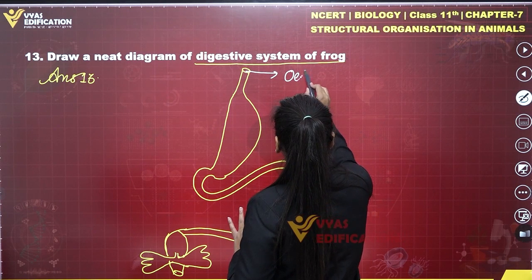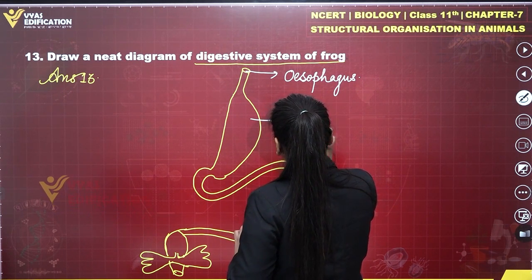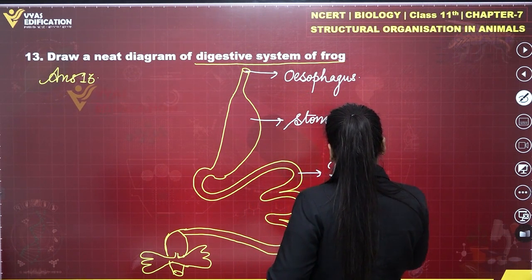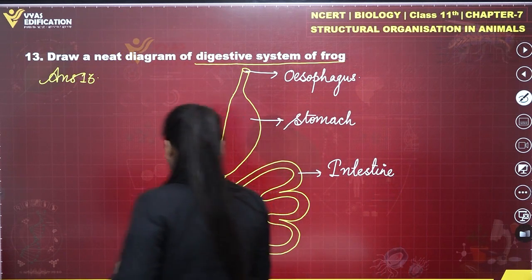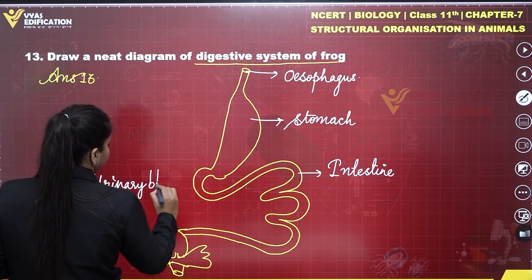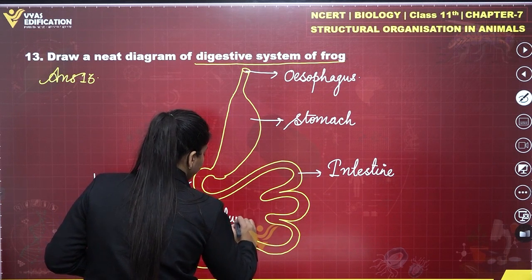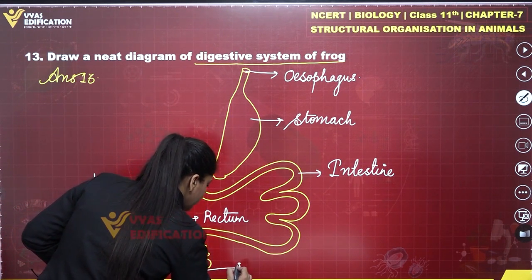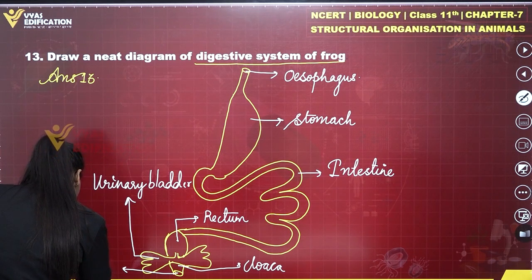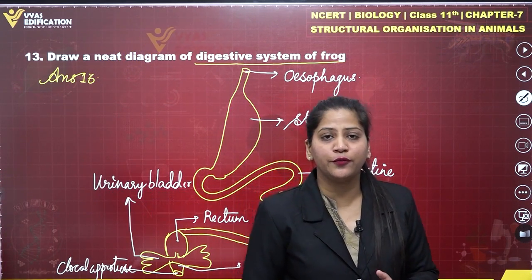This is your esophagus, this is stomach, this is intestine, then this is your urinary bladder, and we have rectum over here, this is cloaca, and this is cloacal aperture. So, now with this we have completed the solution for question number 13.